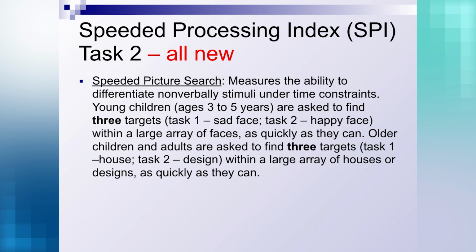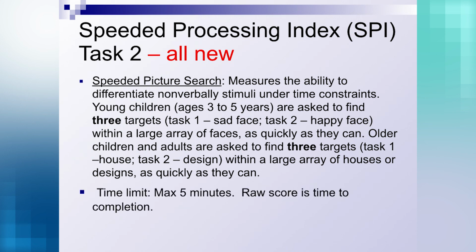Then the nonverbal task we call speeded picture search. This measures the ability to differentiate nonverbally stimuli under time constraints, where they have to identify only 3 targets in an array on a full page. They have 5 minutes on this, and the raw score again is time to completion.